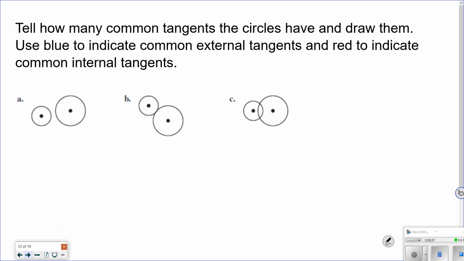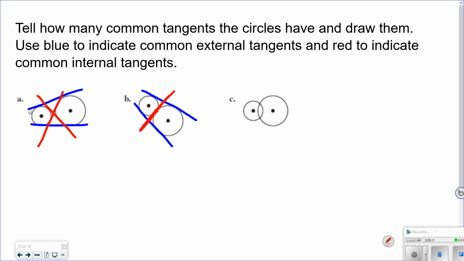Okay, so this says tell how many common tangents the circles have and draw them. Use blue to indicate the common external tangents and red to do the common internal tangents. So the external would just go this way. There's an external, there's an external. The internal tangent lines, they're going to touch both circles, but they're going to go inside. So they're going to go in that direction and that direction. On B, the external, it has 2 again, right there, and across there. The internal tangent's a little bit different because they touch in that one spot. So your internal tangent line is going to be that line that goes exactly between the circles and just touches both of them right where the 2 circles touch.